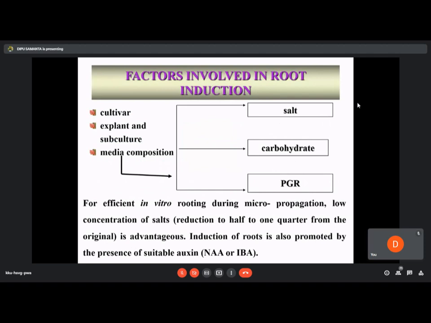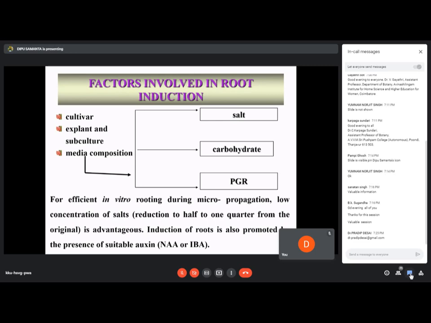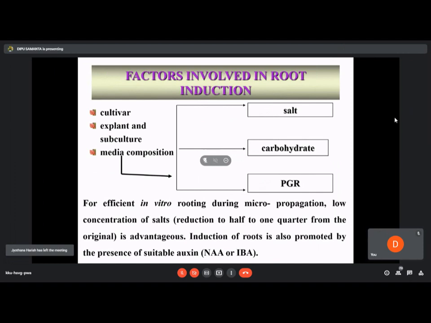Similarly, there are several factors that govern root induction. What are those? That is cultivar, explant, subculture method and media composition. Here also, three things are important, that is salt concentration, carbohydrate and plant growth regulators. For efficient in vitro rooting during micropropagation, low concentrations of salt, sometimes we use half MS or one-fourth MS, are advantageous for root induction. Induction of root is also promoted by the presence of a suitable auxin. Among the auxins, sometimes we can use 2,4-D, sometimes NAA, IBA, IAA. The response of the plant varies from species to species.